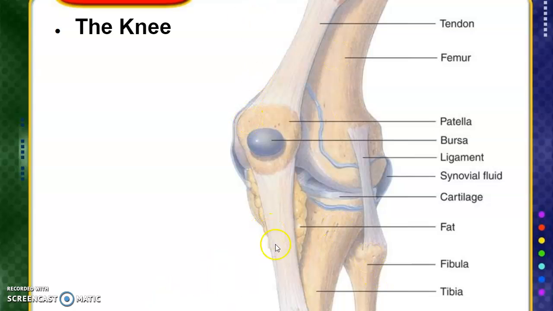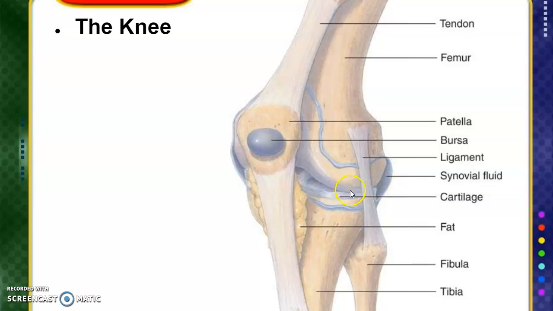So here's an example in the knee. We'll point out a couple of these things. Right here, this is a tendon because it connects a muscle to a bone. This bone right here, the patella, your kneecap. Here's this little cushioning pad, this bursa, filled with fluid. Here's a ligament connecting a bone to another bone. There's cartilage, and there's synovial fluid in there.